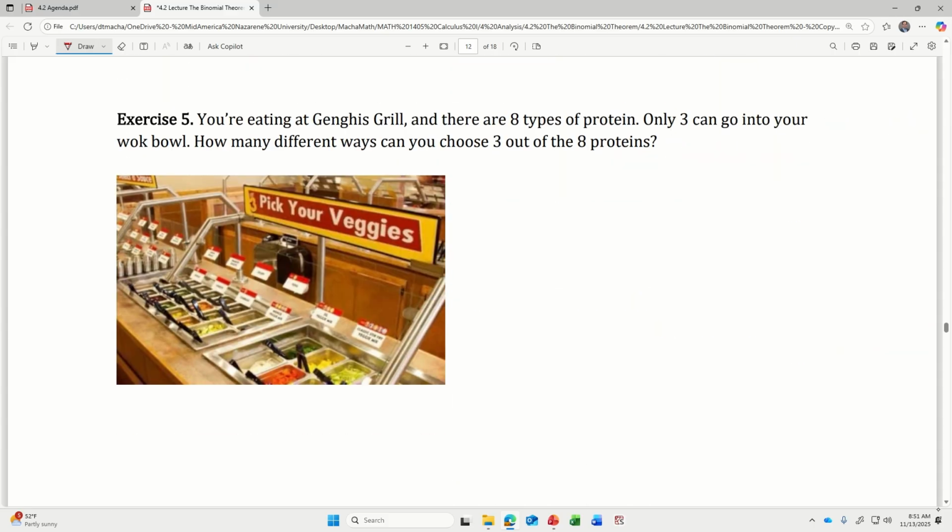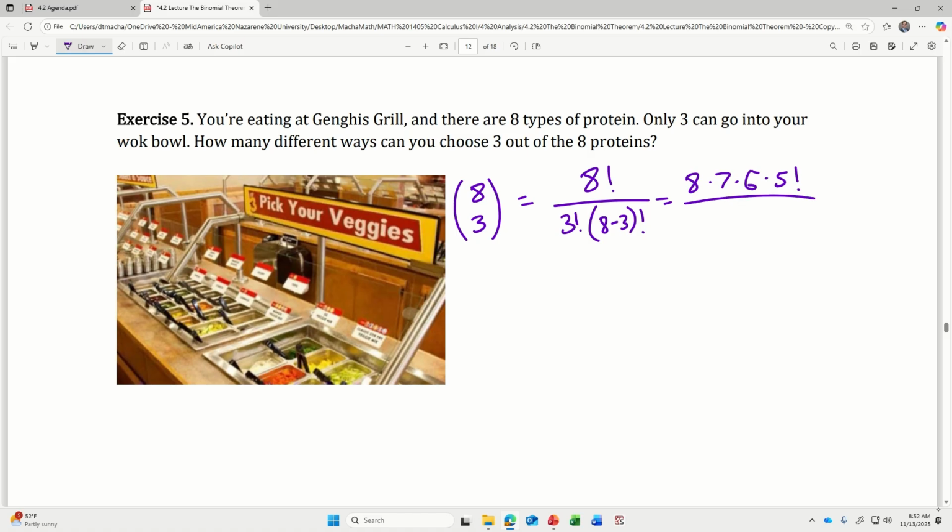You're eating at Genghis Grill. There are 8 types of protein. Only 3 can go into your wok bowl. How many different ways can you choose 3 out of the 8 proteins? Well, 8 choose 3 is 8 factorial over 3 factorial times 8 minus 3 factorial. So that's 8 times 7 times 6 times 5 factorial over 3 times 2 times 5 factorial.